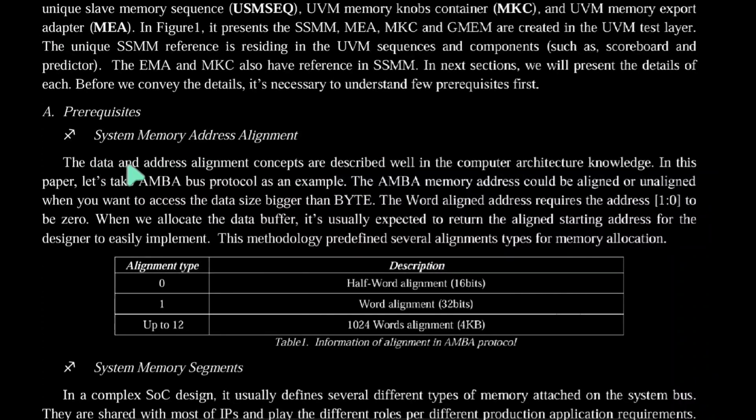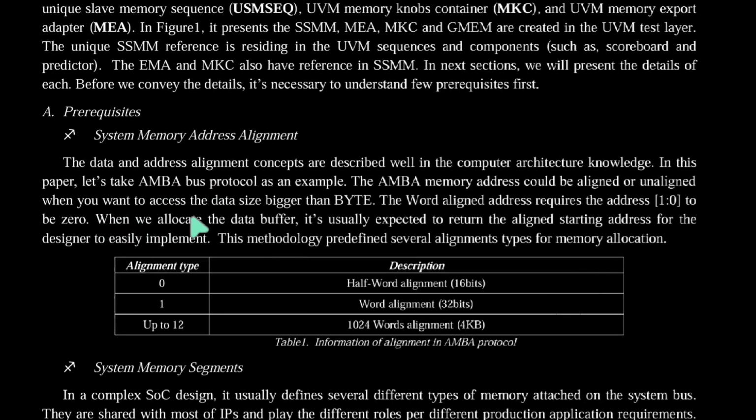The data and address alignment concept are described well in computer architecture knowledge. In this paper, let's take the AMBA bus protocol as an example. The AMBA memory address could be aligned or unaligned when you want to access a data size bigger than a byte. The word aligned address requires the address to be 0.